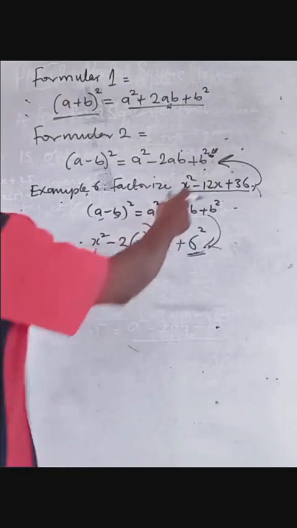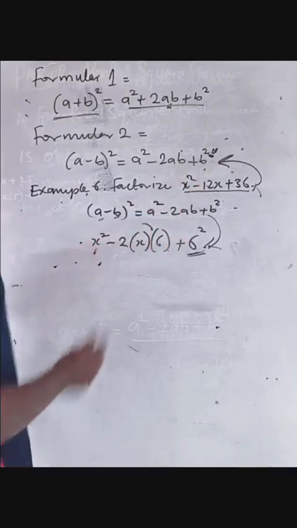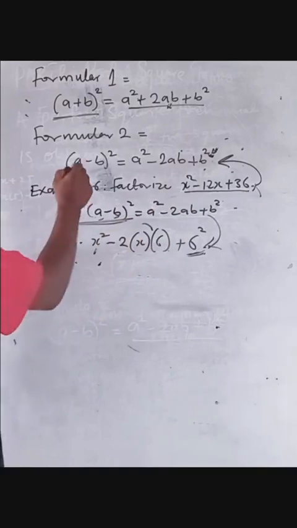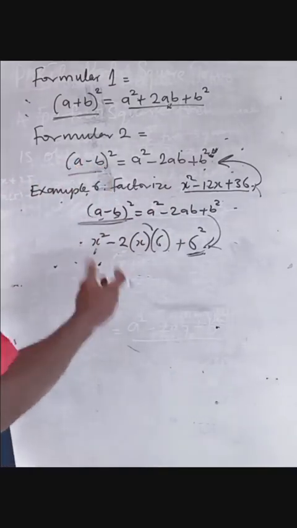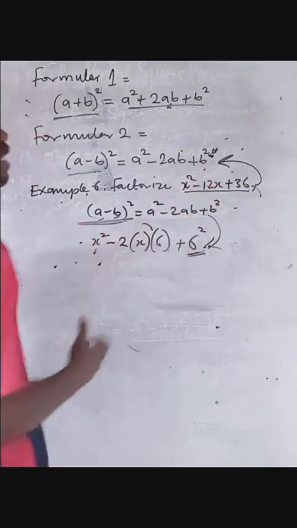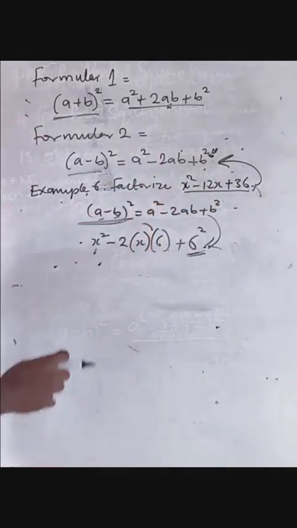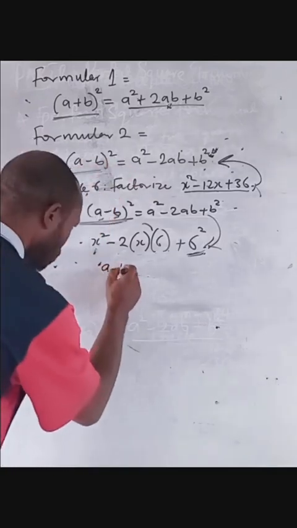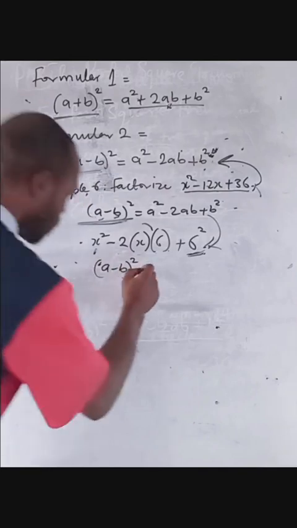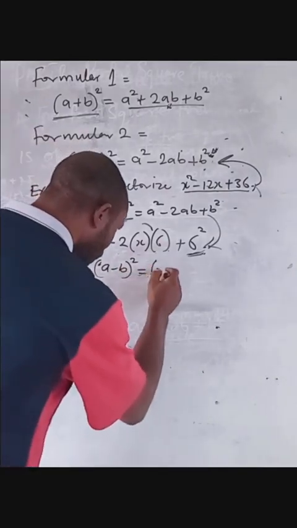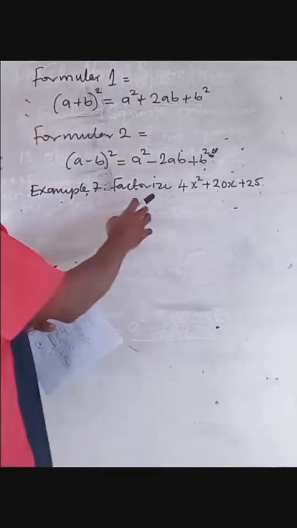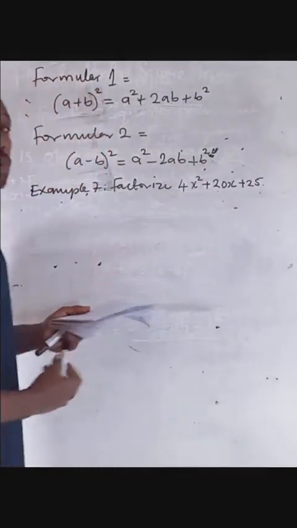Therefore, it means that these two expressions are similar. So I am going to use this solution. The solution is already there. I just want to make sure that this expression is equivalent to this formula. Because it is equivalent, this is going to be the solution. The solution is a minus b squared, which is equal to x minus 6 squared. Example 7. Factorize 4x squared plus 20x plus 25.